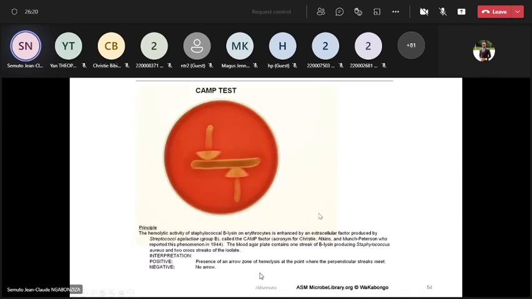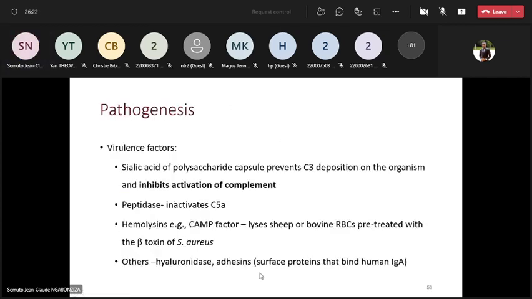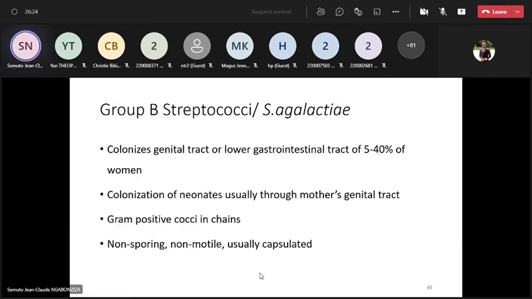Any question? Any question with group B streptococci? If no question, let's have a 15-minute break, and come back.